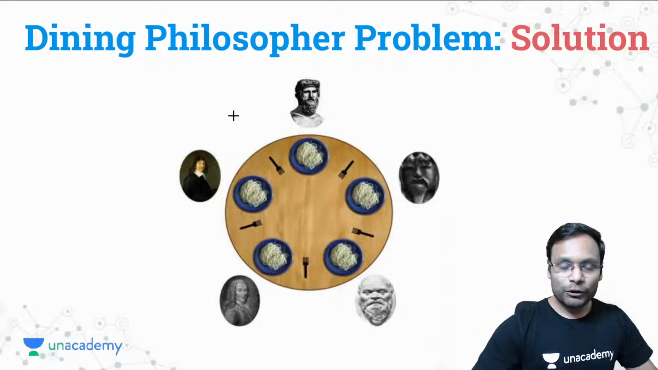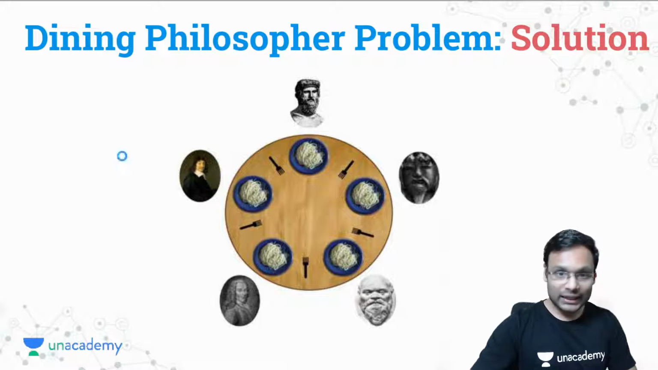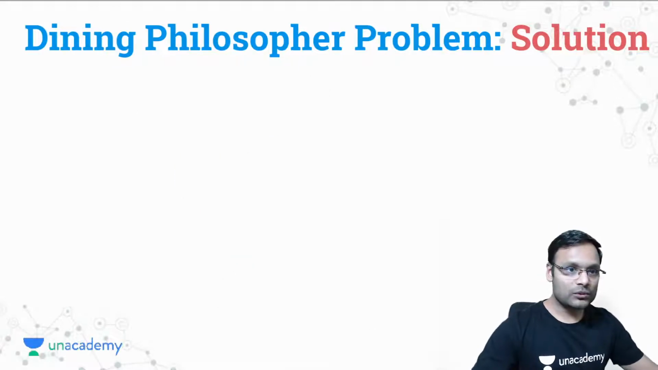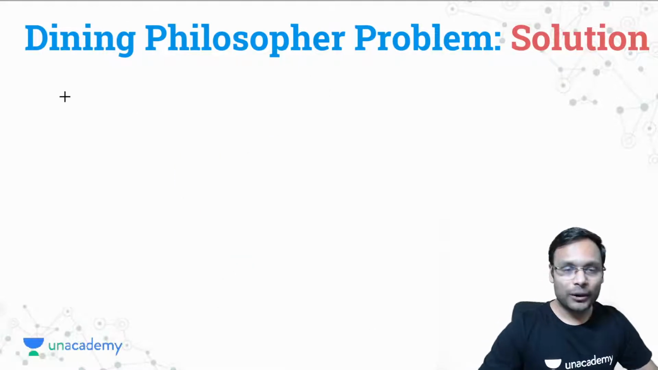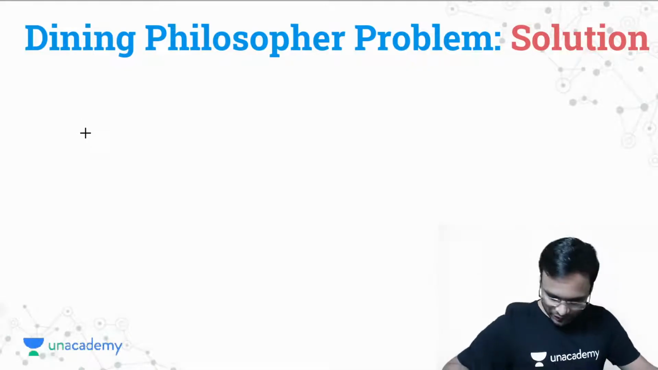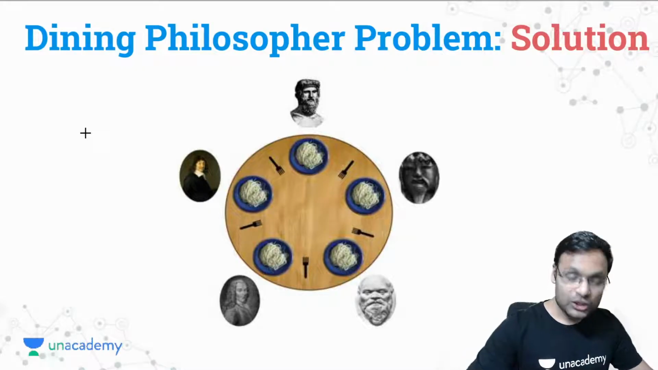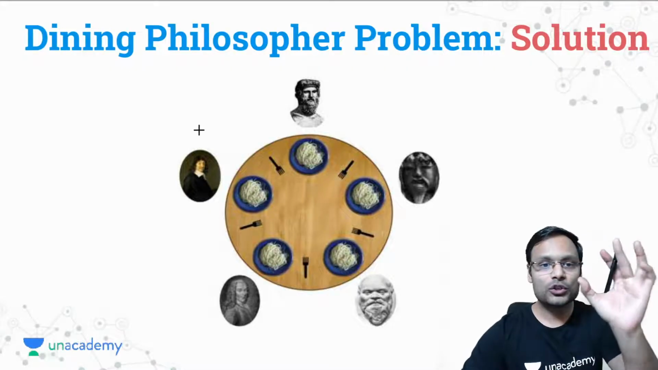Now, if you understood the problem, how to provide the solution. So first of all, we have chopsticks. We have philosophers. So for the solution, we need to acquire the chopsticks. So first of all, let's provide the numbering to the chopsticks.